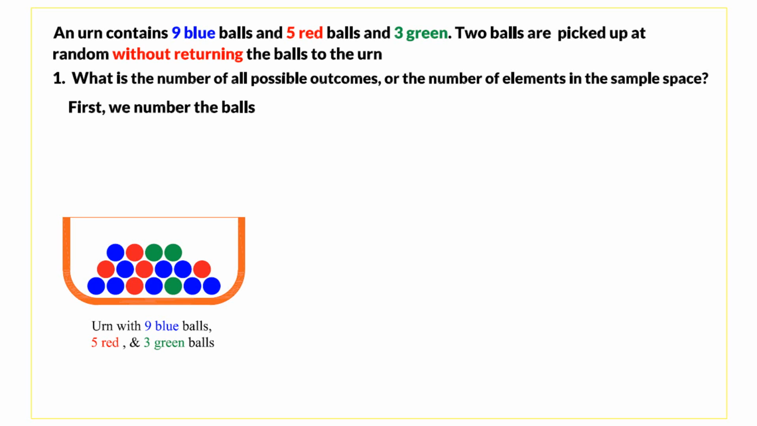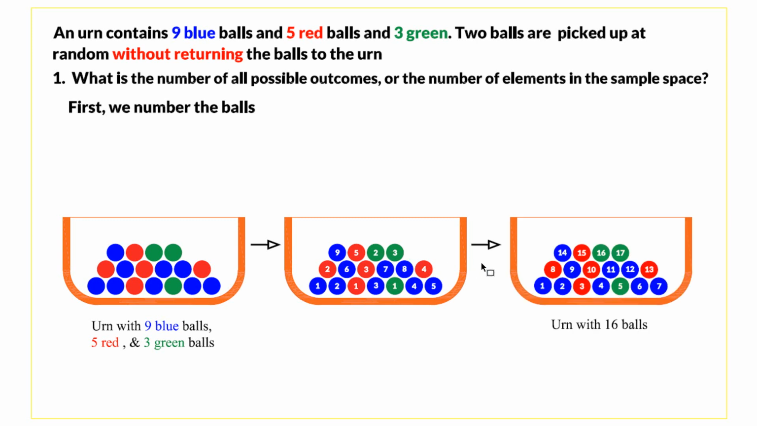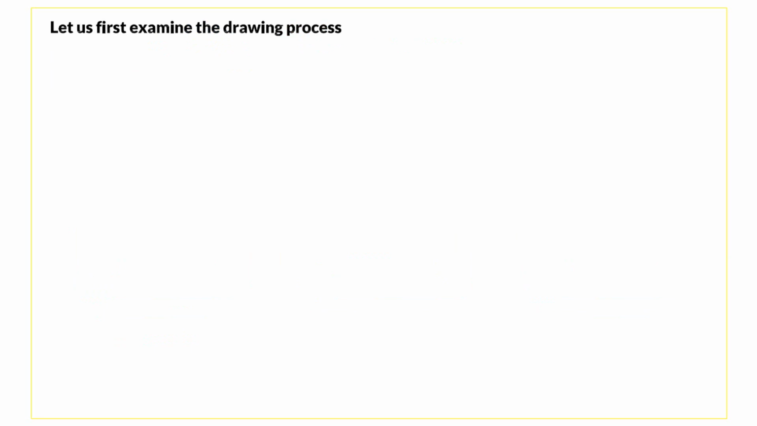First thing we do, we number the balls. So we number the blue balls from 1 to 9, the red balls from 1 to 5, the green balls from 1 to 3, or we number all of them from 1 to 17. So let us first examine the drawing process. We may pick 11 blue and after that 6 red, or 6 red and after that 11 blue.